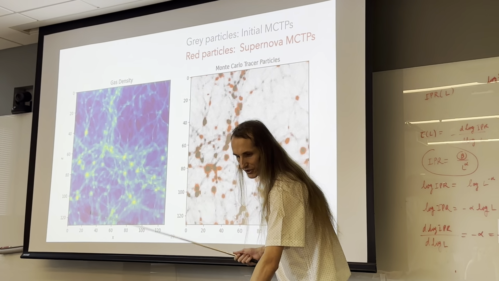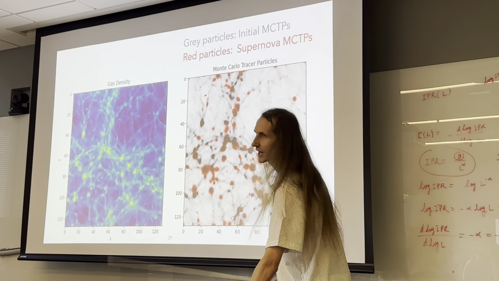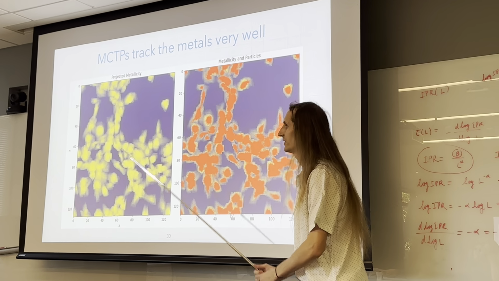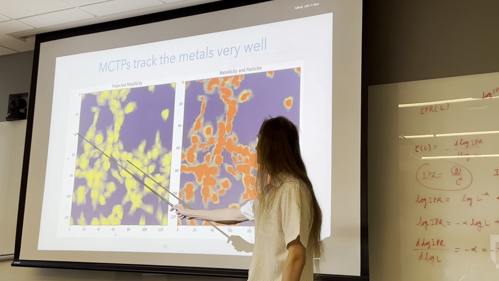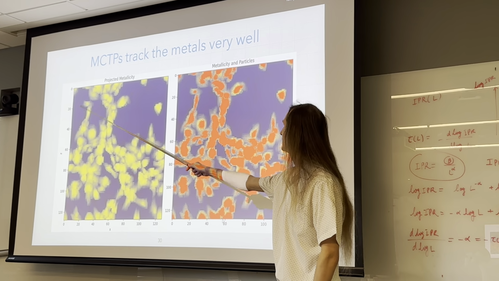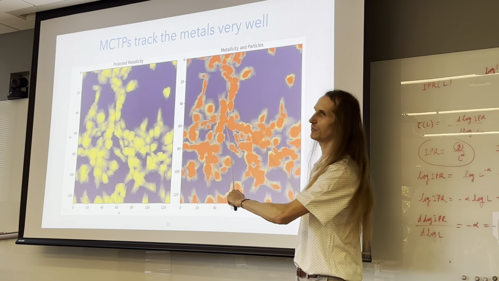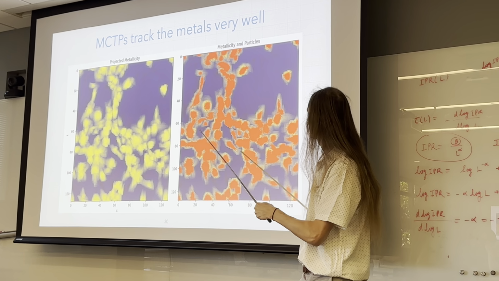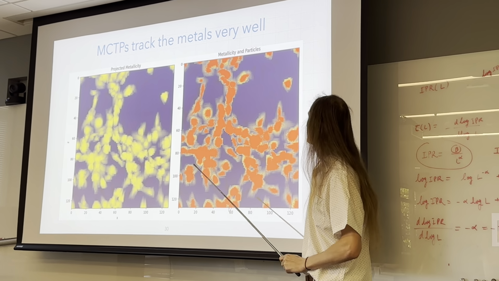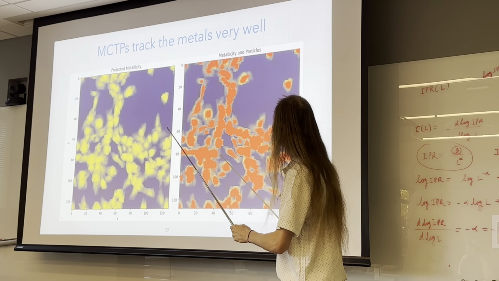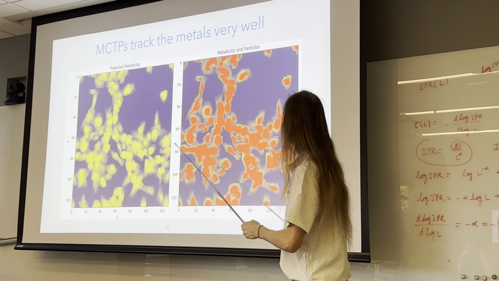So they are doing what they're supposed to be doing, but are they actually tracking the metals? This is showing the gas metallicity, so a high metallicity in yellow and 0 or low metallicity in blue. And on the right is the same plot, but with the Monte Carlo tracer particles overplotted in red. And we see immediately that they cover all of the yellow regions just like they should.